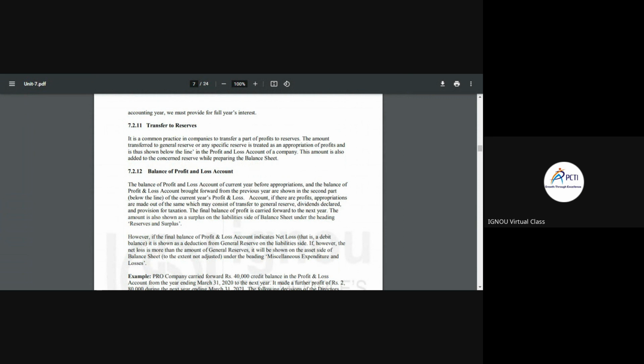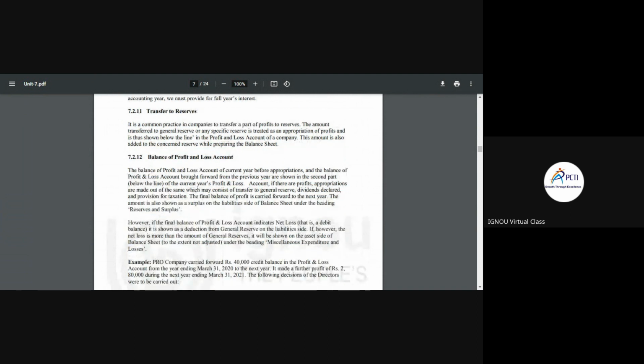Next one is transfer to reserve. Whatever profits are left, that particular part of the profit will be transferred to the reserve, and that will be known as the general reserve. Or if there is any specific reserve, that will be treated as an appropriation of profits, and thus it will be shown in the P&L account of a company. This amount is also added to the concerned reserve while preparing the balance sheet.